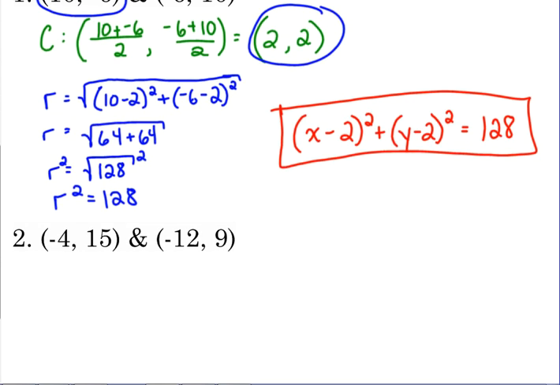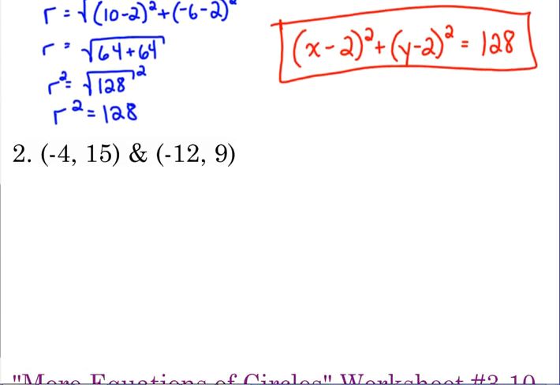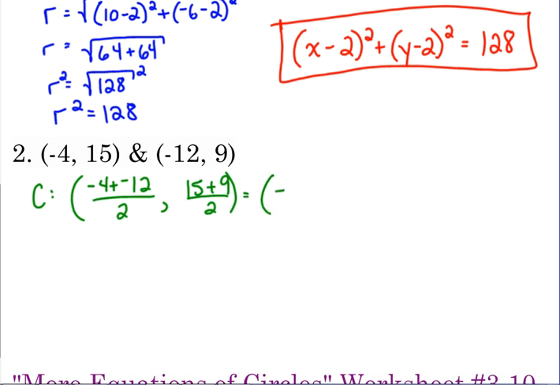Okay, let's do another one just to make sure we've got it. We're given the endpoints of our diameter. The center of the circle is right in the middle, so we use the midpoint formula. I know I sound like a broken record, but hopefully the more I say it, the more you hear it, the more you do it, the more you will remember it. Okay, so -4 plus -12 is -16. -16 divided by 2 is -8. 15 plus 9 is 24. 24 divided by 2 is 12. So our center is (-8, 12).